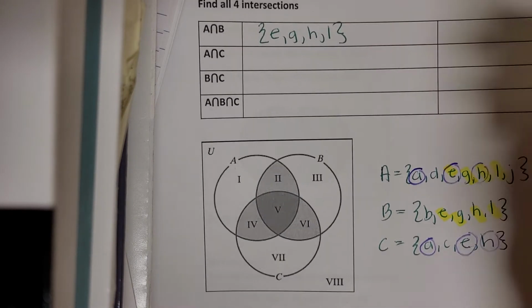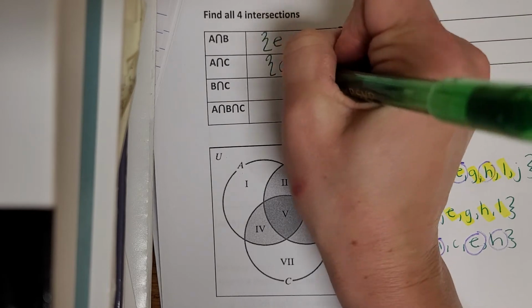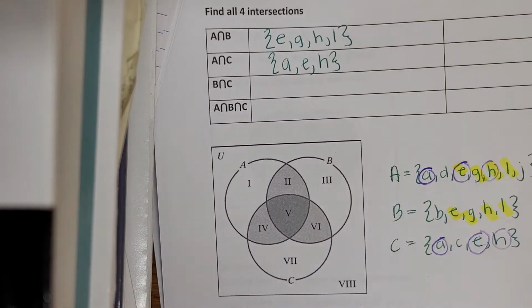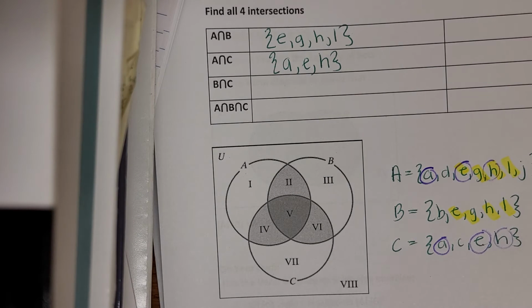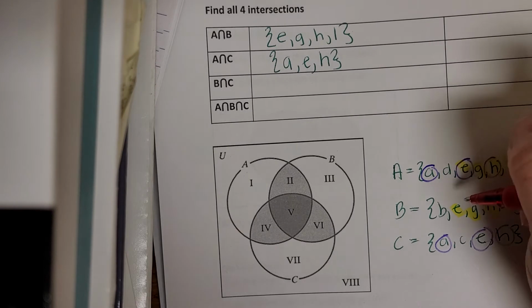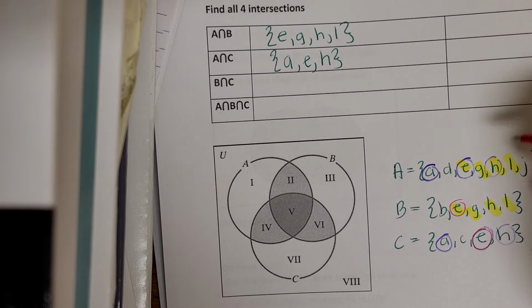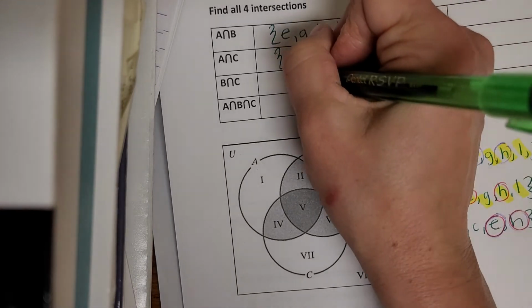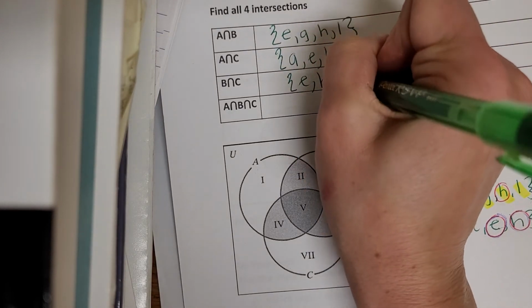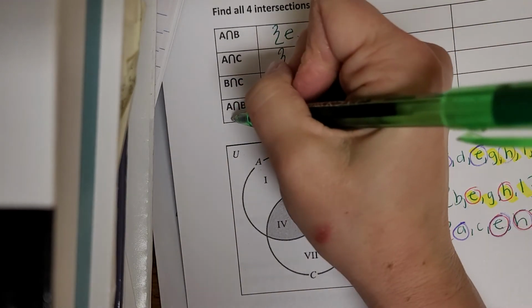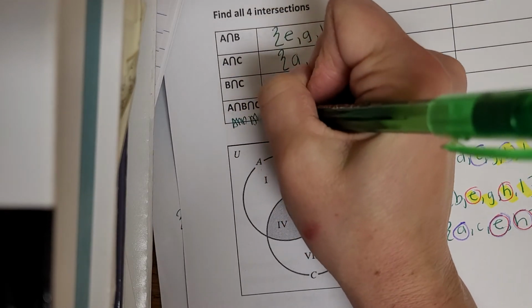Let's get it over. Let's see, what else? B and C. So B and C has an E and an H, and that's it. E and H. Now who's part of all three? Who's part of A and B and C?